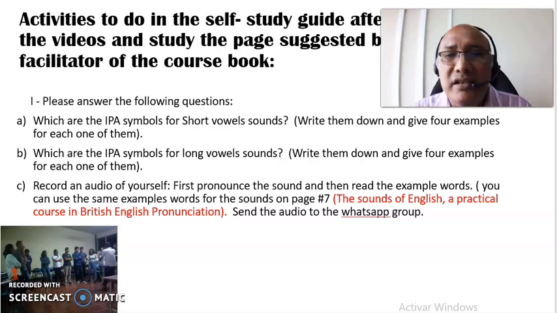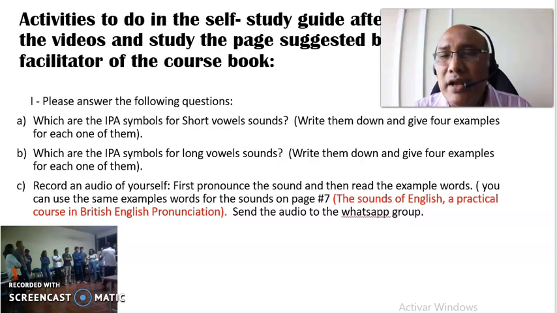And part C, this is very important and it's part of the practice. You have to record an audio of yourself. First, you pronounce the sound and then read the example words. You can use the same example words for the sounds on page number 7 of your textbook, The Sounds of English, a practical course in British English pronunciation.